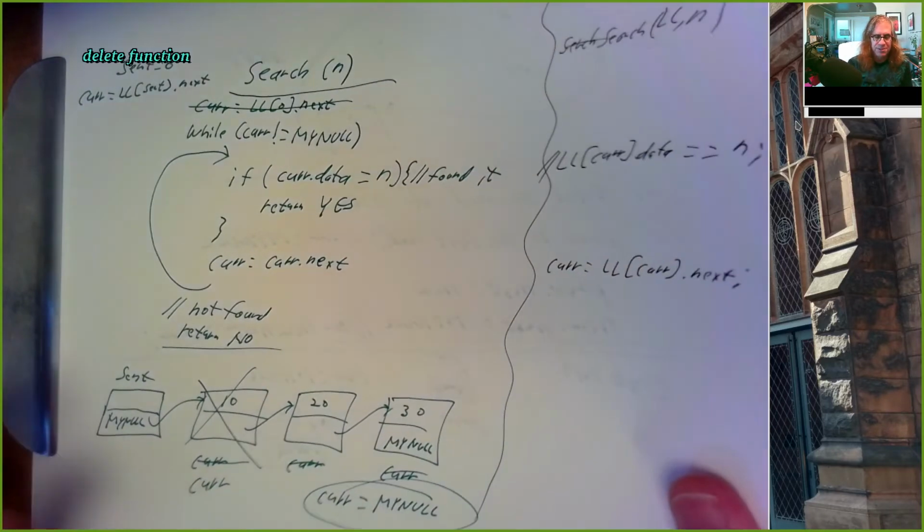So let's do delete. Delete gets a little more interesting because we need to manipulate 2 nodes in our list to do a deletion.